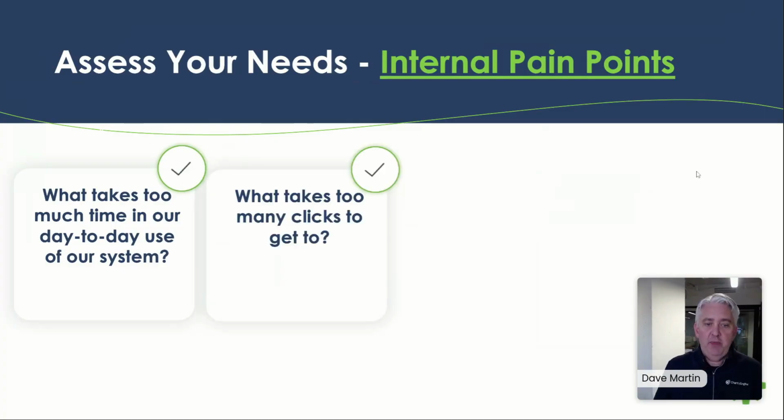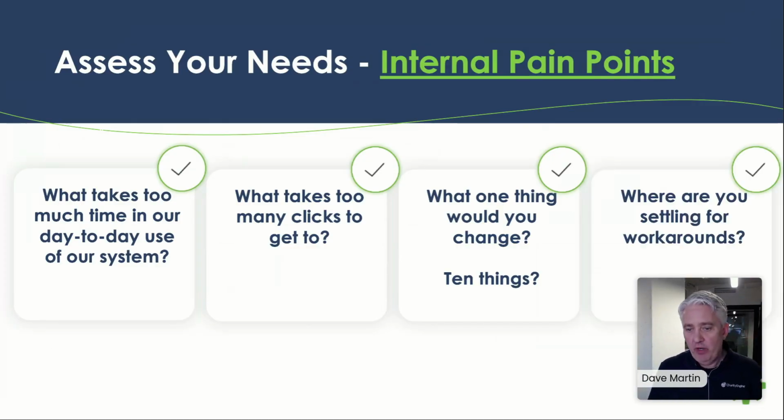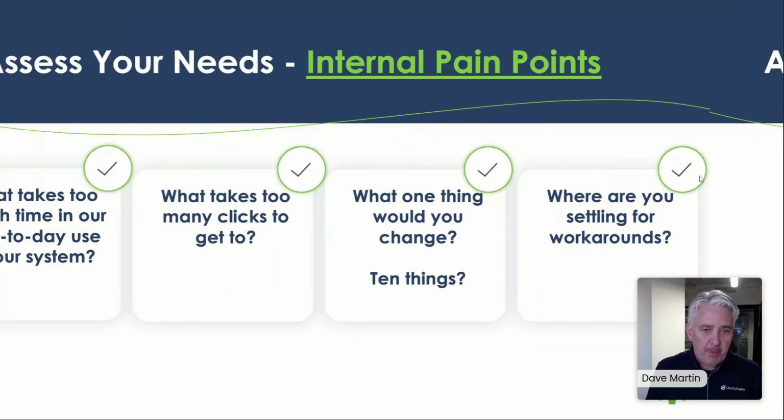So what takes too many clicks to get to? What one thing would you change? Or what 10 things would you change with your current vendor, right? You have to be listing all these things down. Where are you settling for workarounds? So start with your internal pain points in determining what type of platform that you need.